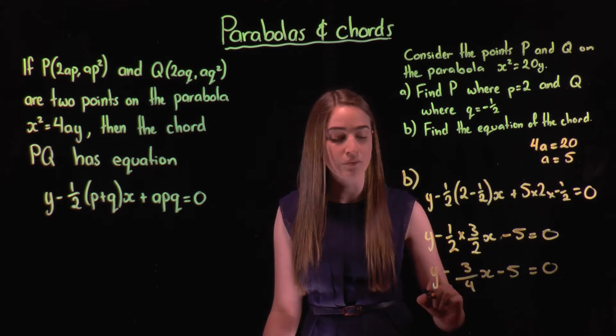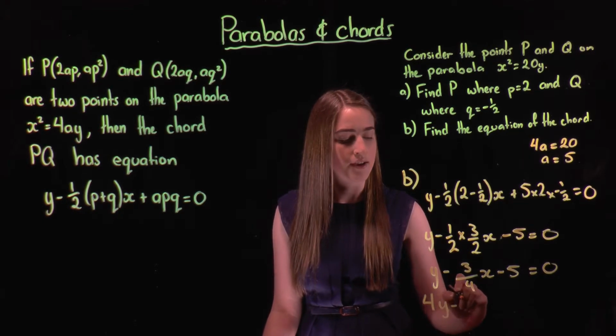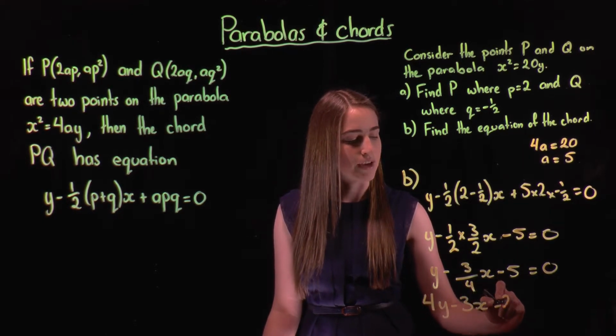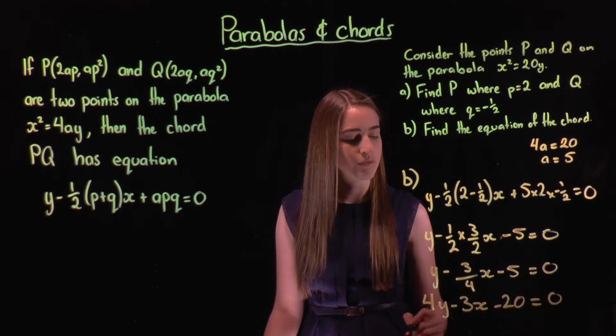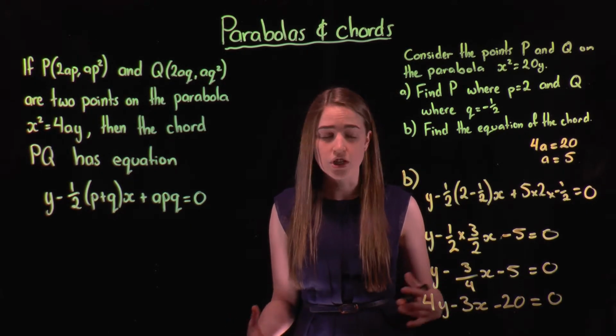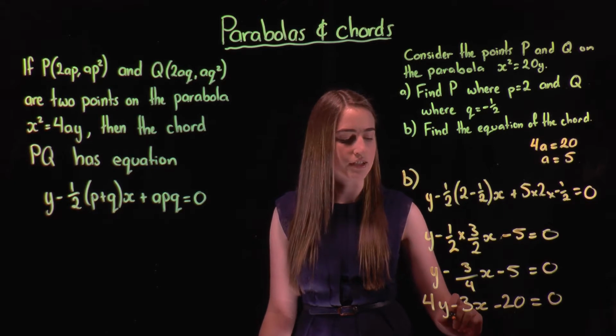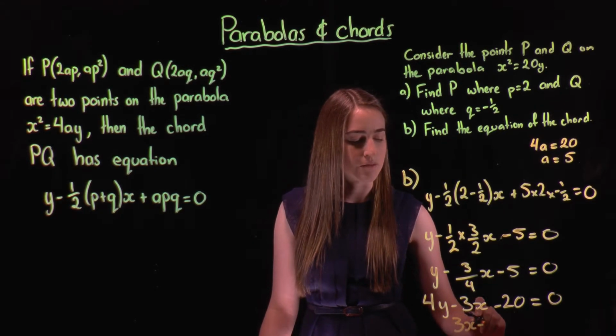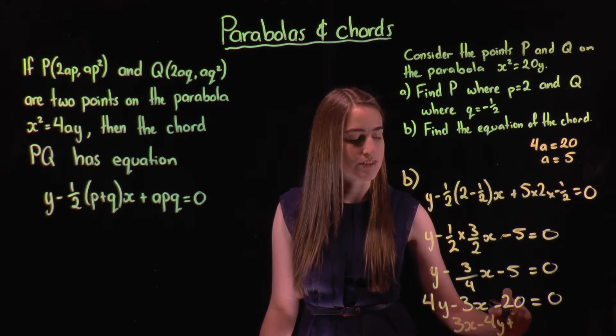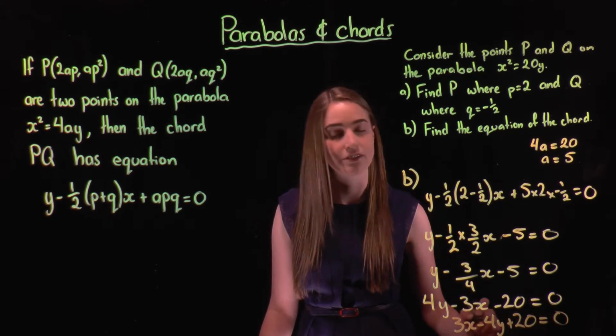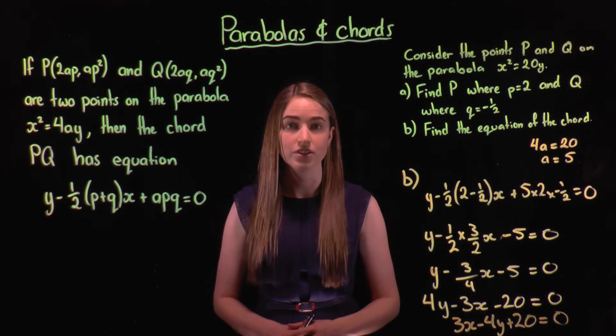If I multiply everything by 4, I'm going to have 4y minus 3x minus 20 is equal to 0. And I can rewrite that so it's in proper general form, so moving everything over to the other side. So I'd have 3x minus 4y plus 20 is equal to 0. So that's solving part B of that question.